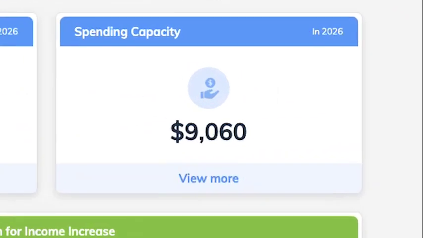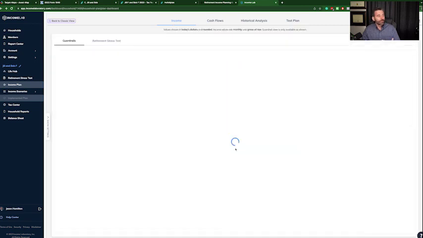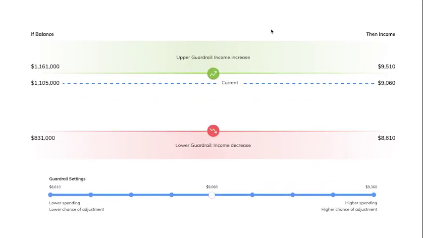So in this case, Bob and Jill can spend about $9,060 a month today. I should say when they retire. So their projected retirement date for 2026, their accounts are projected to grow to 1.1 million. And then at that time, including all the other incomes that they have, they're projected to have a safe spending number of $9,060.